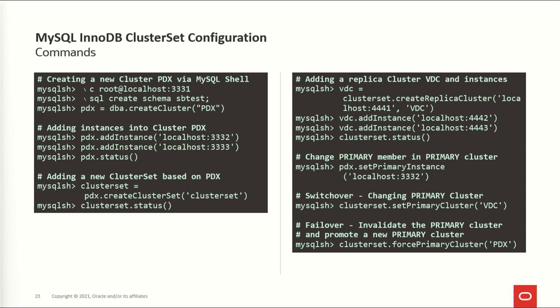And we can set the primary instance. We can switch the primary instance within the cluster. Let's say we want to run the primary node of the primary cluster on the second node. Yes, we can use this one, or we can switch roles between a replica cluster and the primary cluster. And in the event of failures, we can force a primary cluster to promote the replica cluster forcefully to become a primary cluster.